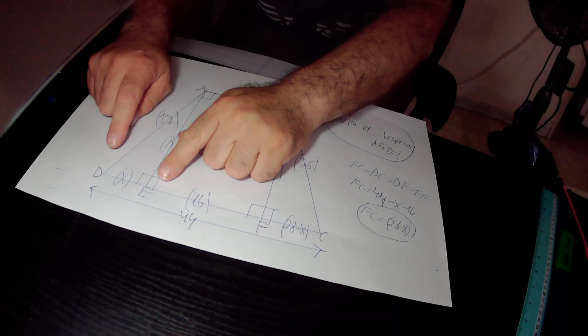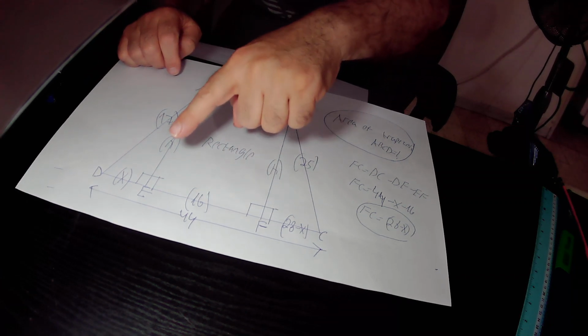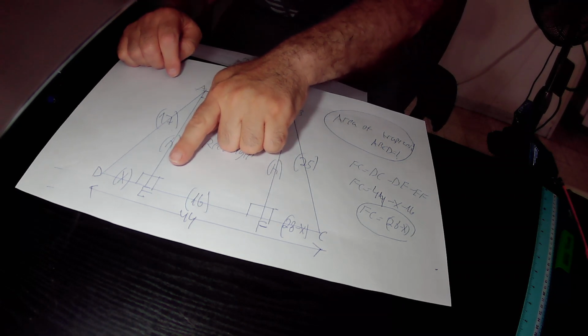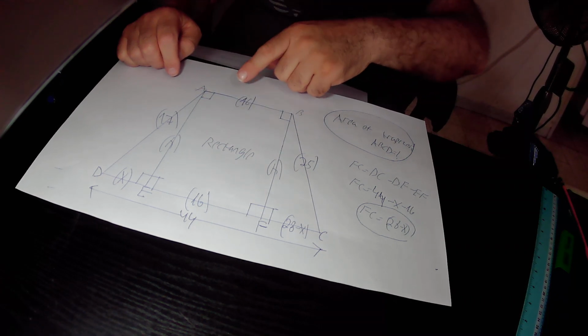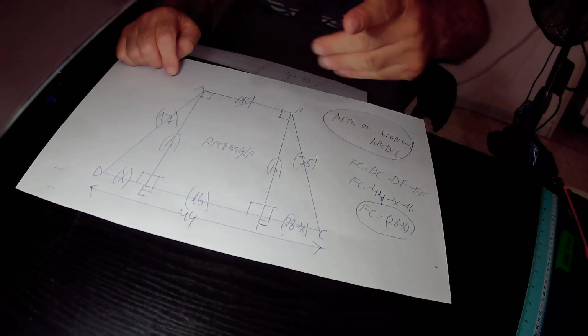We define the length of DE as x, and we define the length of AE as h. AE creates 90 degrees with the base DC, and therefore AE is the height of trapezoid ABCD. So AE equals h, that is the height of trapezoid ABCD.